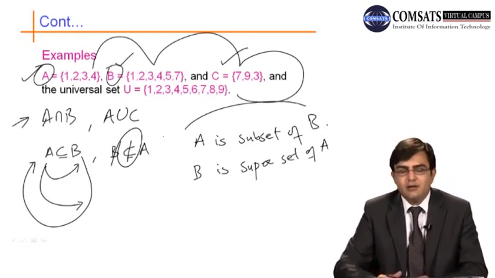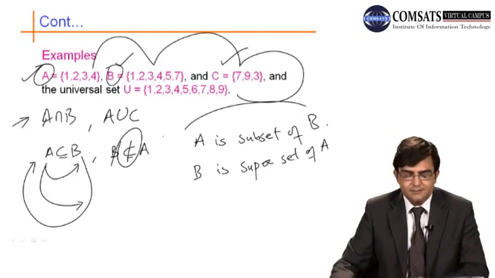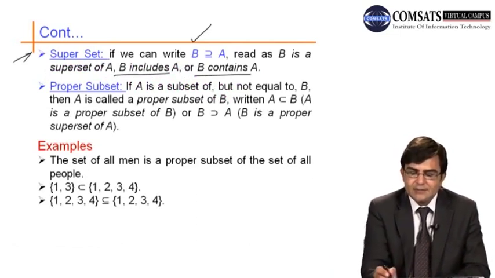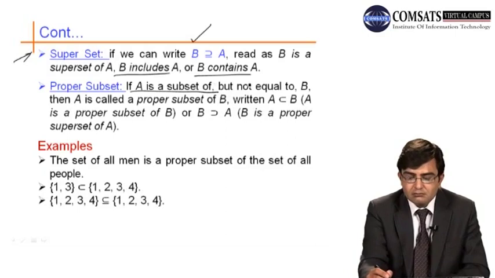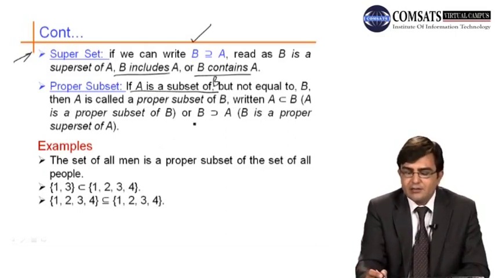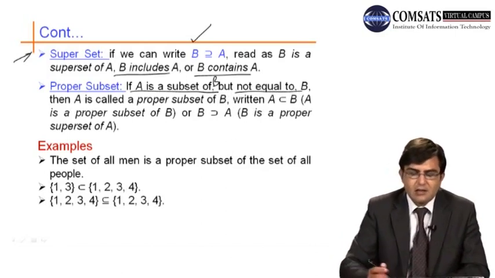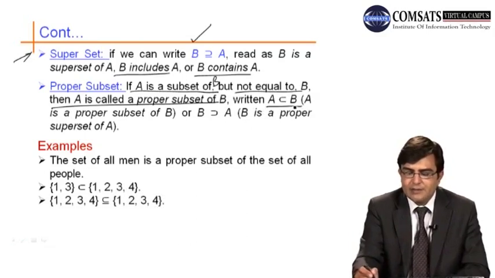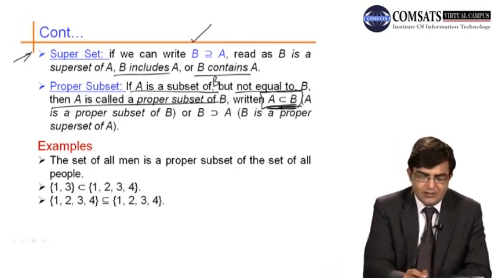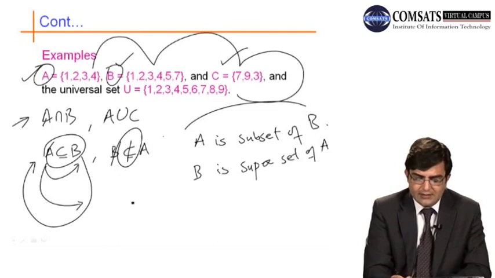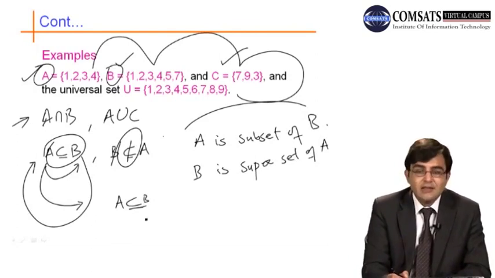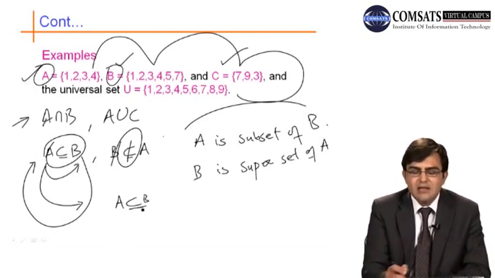So this is basically, I hope you have already studied this. So proper subset: if A is a subset of B, but not equal to B, then A is called a proper subset of B, and it is written as A is a proper subset of B. Here in this notation we have written A is a subset of B, but it may be equal to B. The line under this symbol shows that A may be equal to B.